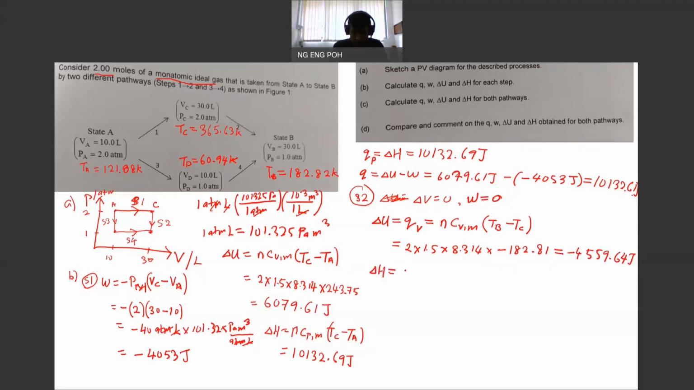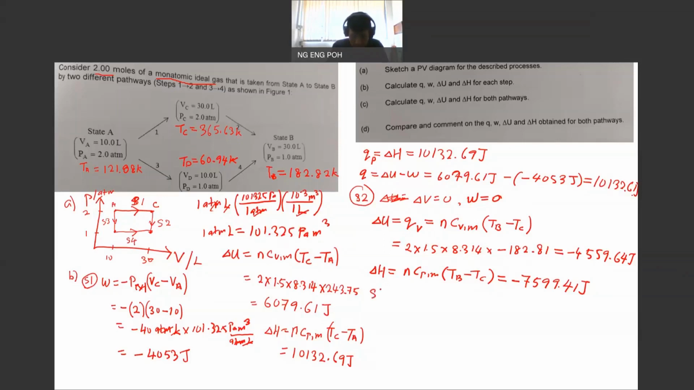Next we will calculate the delta H. Delta H is NCPM times TB minus TC. If you calculate, you'll get negative 7599.41 joule. So this is the answer for step 2. You have W, delta U, Q, and delta H. These are the values.